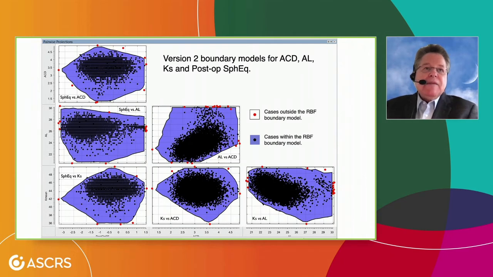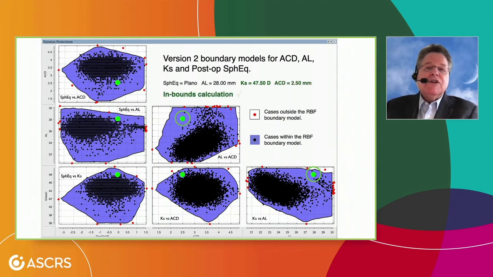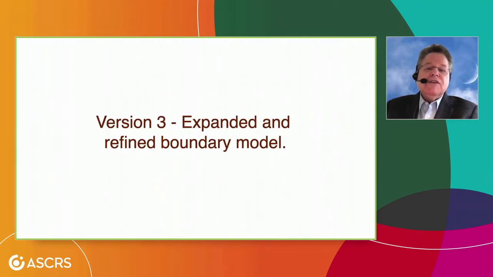So now we're going to expand the boundary model and we're going to put in more cases. And this is version 2. So we'll take that same case. We want a plano outcome. It's a long eye, 28 millimeters. Here's our very steep Ks, but now we have more cases, so it converts to inbounds for that because we've expanded the boundary model. And here's our shallow anterior chamber depth. Again, we've expanded the boundary model, so now it becomes inbounds. So with more data, we've expanded the boundary model, and what was once out of bounds is now inbounds. And now we can do the calculation with a predicted 90% accuracy to within half a diopter.